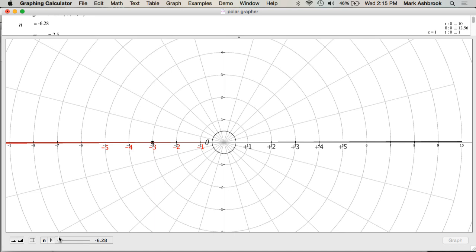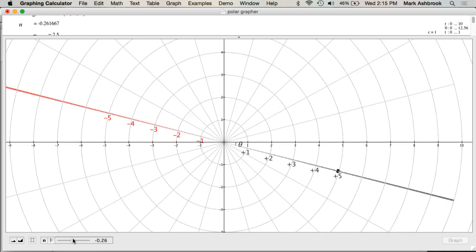Okay, so here's the first point. You see it over there? So let's do this one. The angle is 0, so the coordinates would be 5, 0, right? But again, you think of the 0 first. Think of the angle first, and then the resulting radius at that angle.